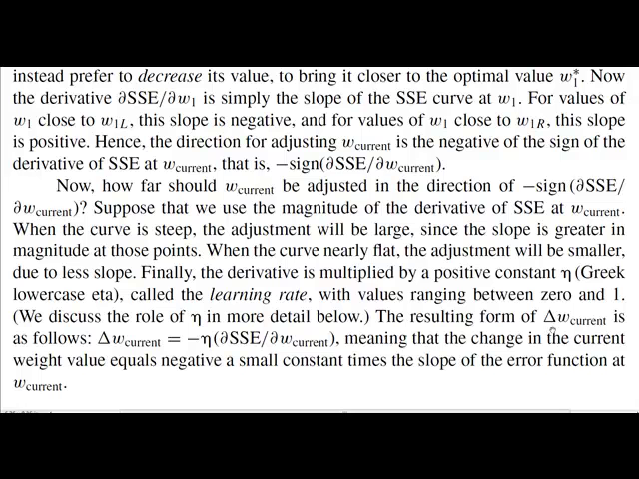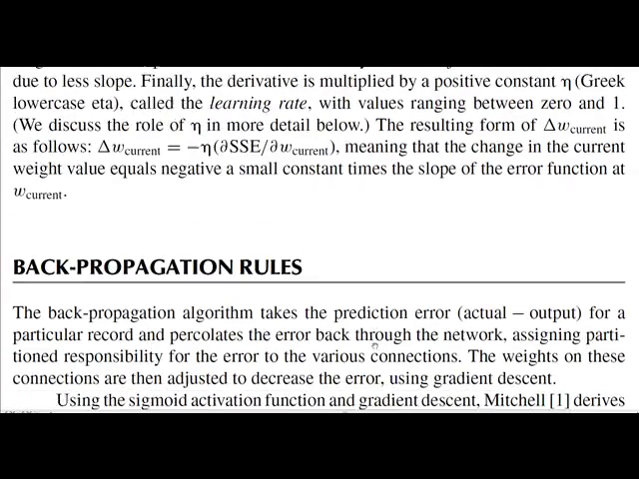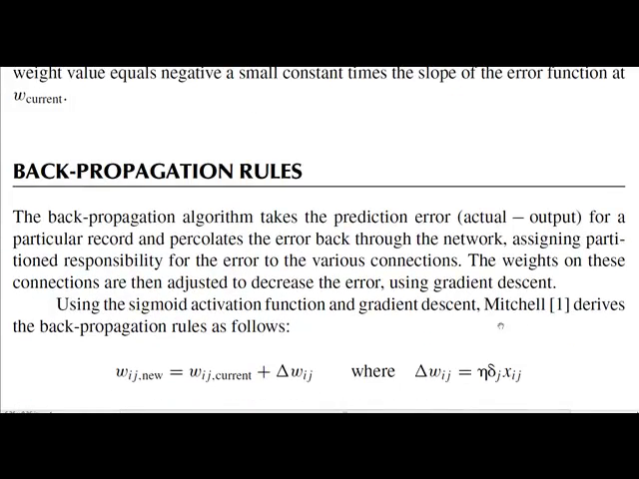The resulting form of the change that we want is, the change is, we said negative, and then eta, and then the slope, meaning that the change in the current weight value equals negative a small constant times the slope of the error function at W current. Okay, let's stop here.